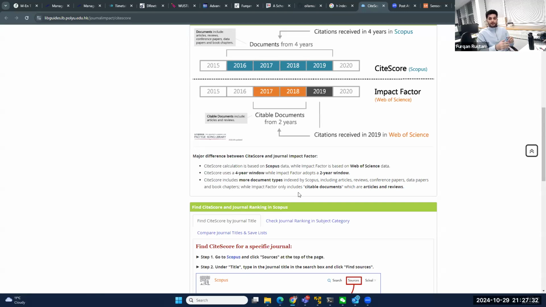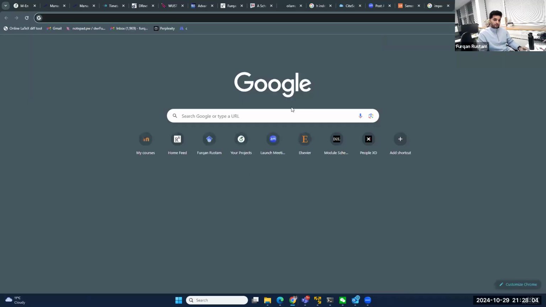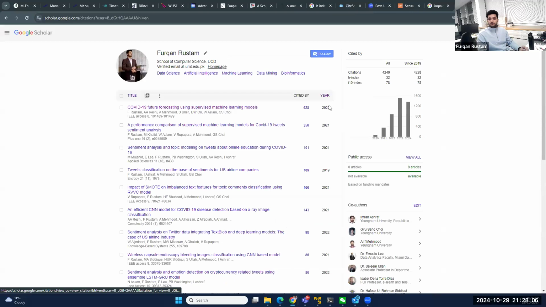So there are some journals that have a CiteScore, but they don't have an impact factor because they are maybe not yet considered by Web of Science. Of most databases, Web of Science is the one considered, so some journals are already in Scopus, but they're not in Web of Science. If they're not in Web of Science, they are not considered very valuable. Okay, so this is the difference between CiteScore and impact factor.